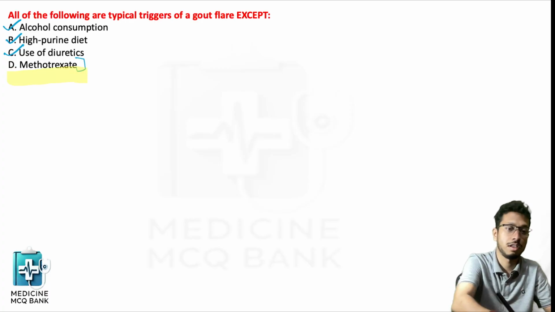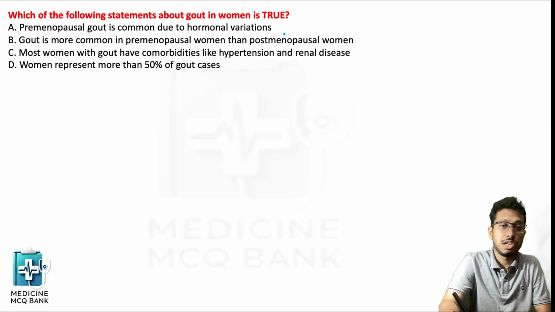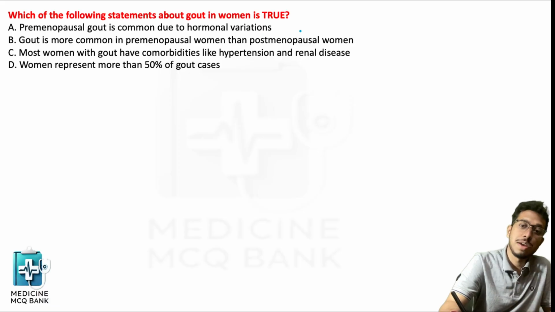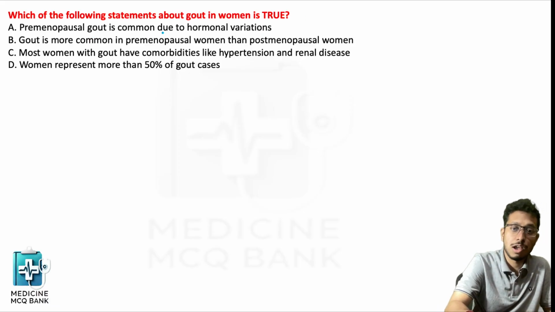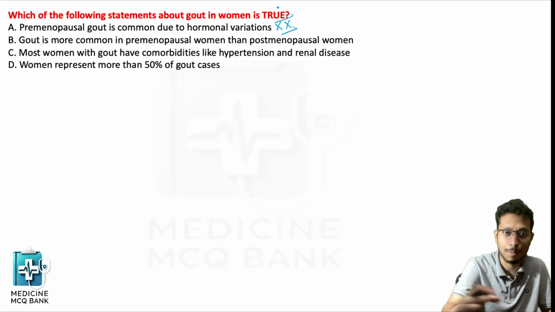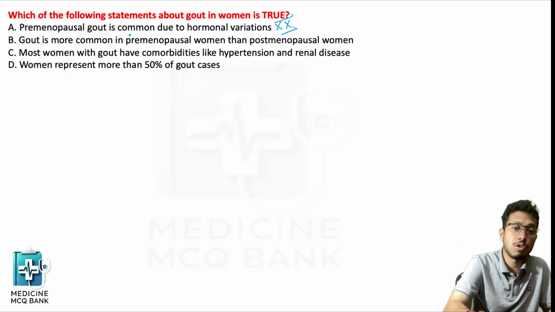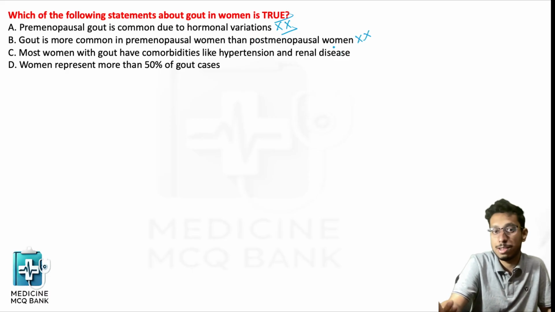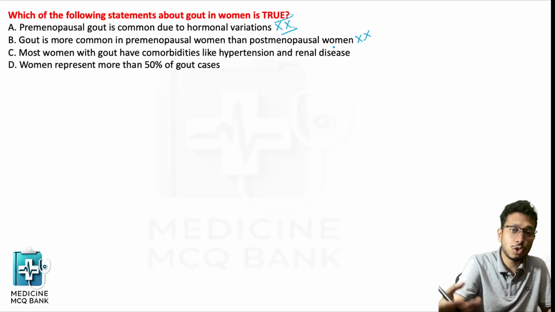All right. So here in the question, which of the following statements about gout in women is true? Premenopausal gout is common. No, it is absolutely rare. Although there are case reports here and there, it is absolutely rare. Gout is more common in premenopausal women than postmenopausal, this is also a false statement. It is more common in postmenopausal rather than premenopausal. Most women with gout have comorbidities like hypertension and renal disease. Yes, that seems to be true.